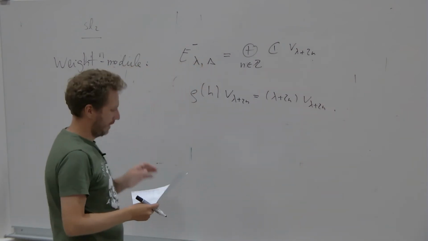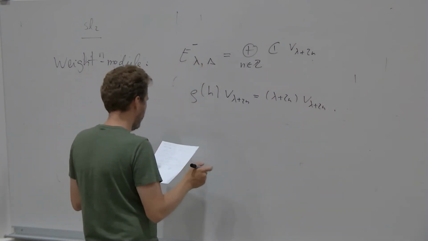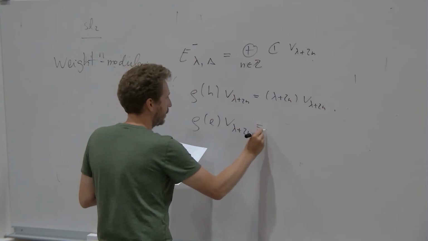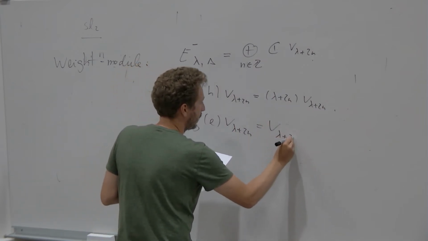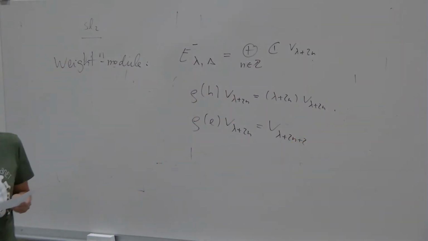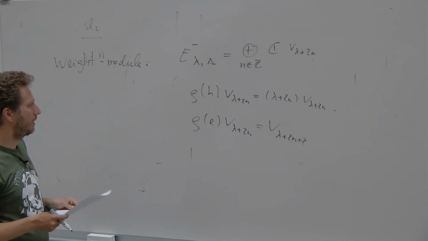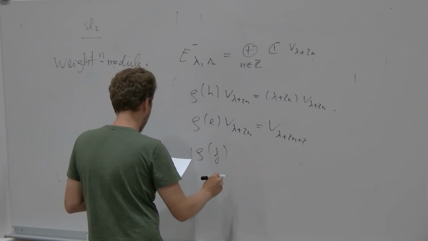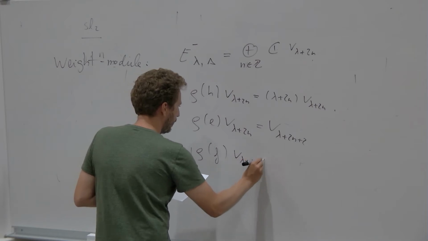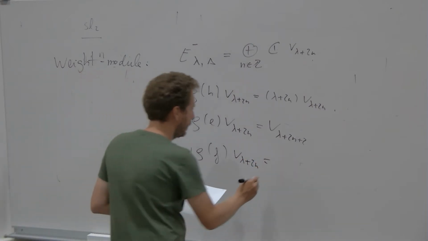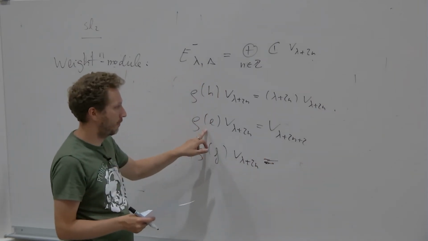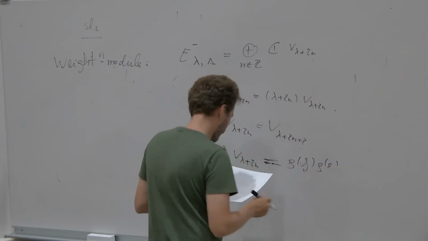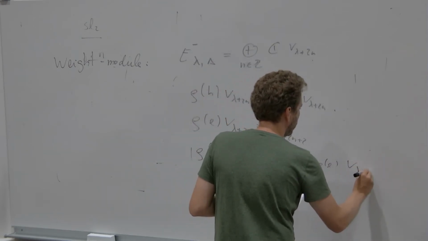So as before, and now I have the freedom to define the action of E to just change the weight label by 2. That's consistent with the commutator of H. And now I need to define the action of F. So what can I possibly do? I can definitely do the same trick as before. I know that this v lambda plus 2n is, by the way I have introduced the action of E, the image under E of the vector with the weight label lambda plus 2n minus 2.